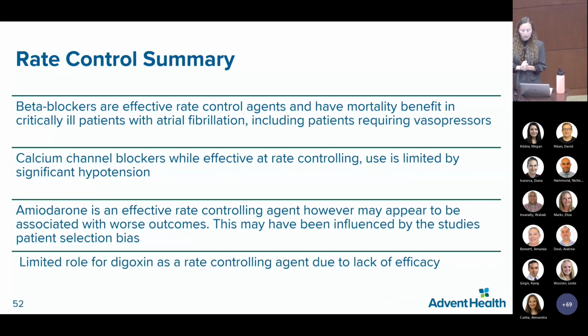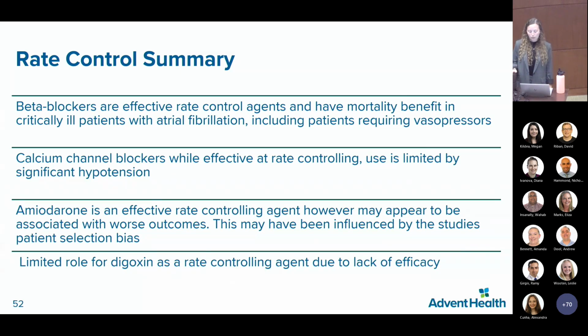When we compare our rate control agents, beta blockers have been shown to be the most effective rate controlling agent in our critically ill patients. They have been shown to have mortality benefit and maintain this benefit in patients who are requiring vasopressors. Calcium channel blockers showed similar rate controlling effectiveness while having less benefit in that patient population who requires vasopressors. Calcium channel blockers should also be used with caution in patients who have hypotension.